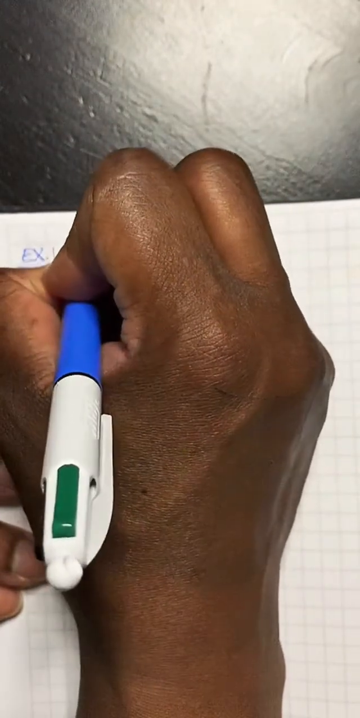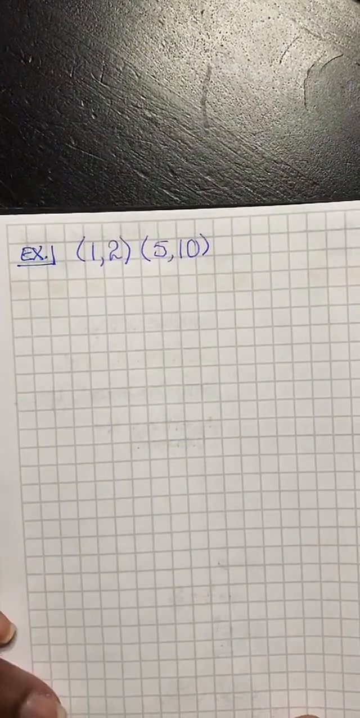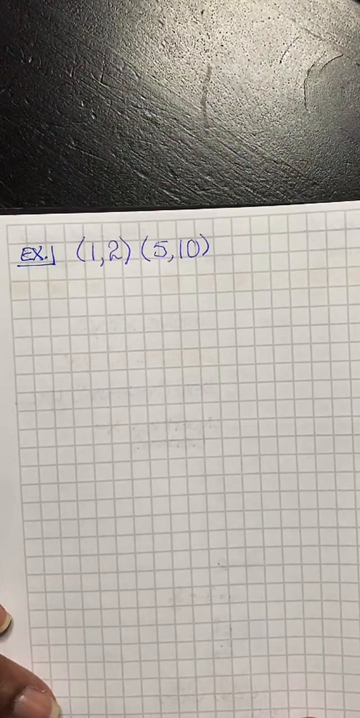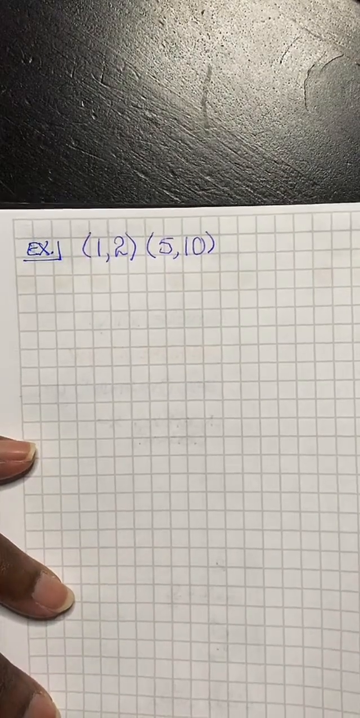So let's say we have 2 points. The first point is going to be 1, 2. And the other point is going to be 5, 10. All right, so first thing that we need is our slope. Remember, you have one of 2 ways of finding your slope.